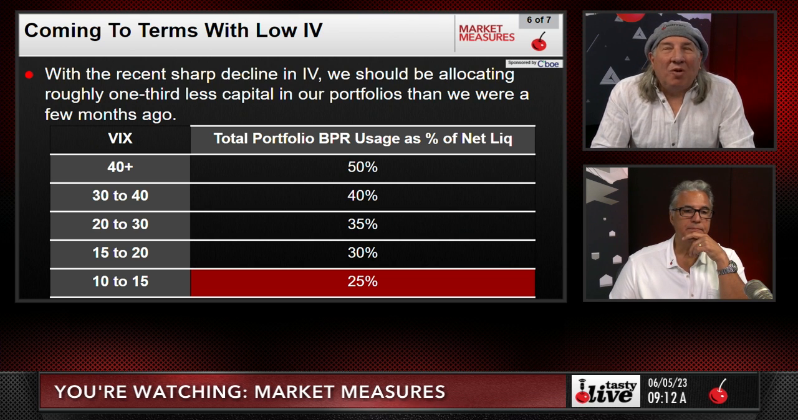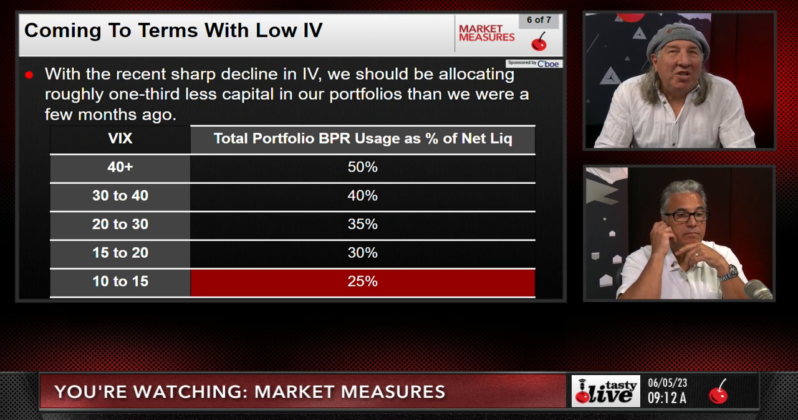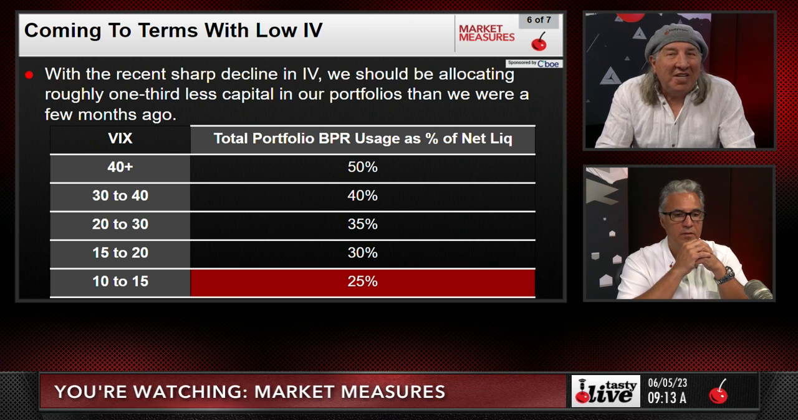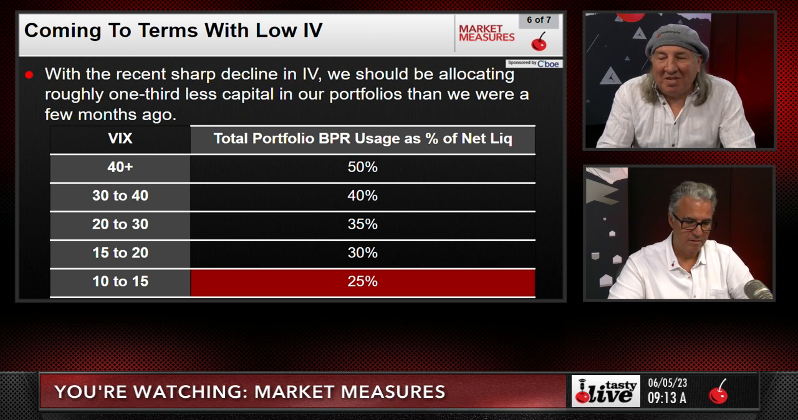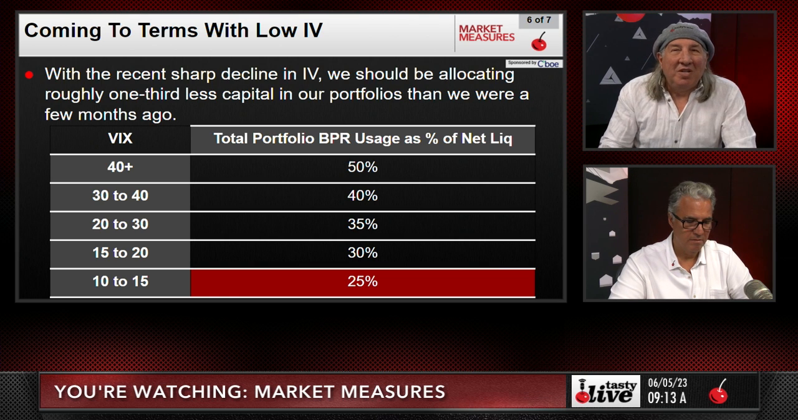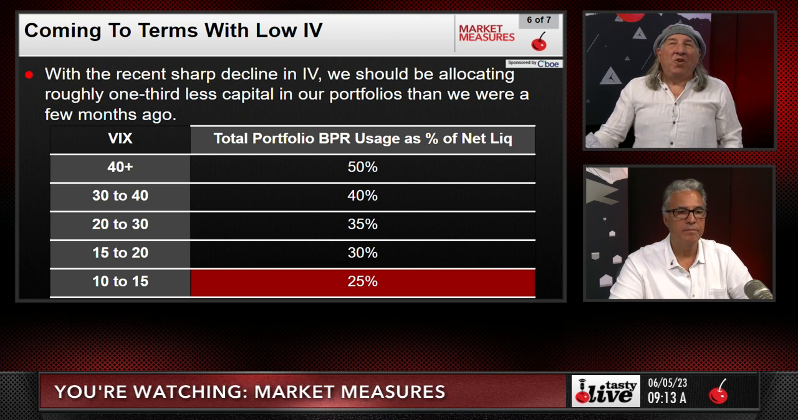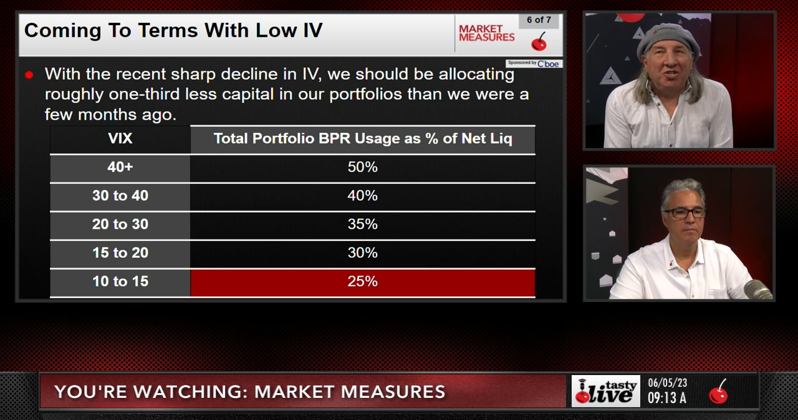With the recent sharp decline in implied volatility, we should be allocating roughly 1/3 less capital in our portfolios than we were a few months ago. This is a key piece that we've talked about in the past. This is kind of the meat of today's market measure: the total portfolio buying power reduction usage as a percent of net liq.